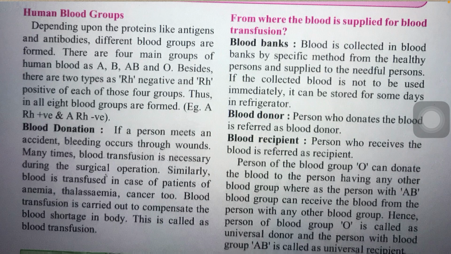So student, from where the blood is supplied for blood transfusion? Yes, from blood banks, blood donor and blood recipient. So let us see about blood banks. Blood is collected in blood banks by specific method from the healthy persons and supplied to the needful persons. If the collected blood is not to be used immediately, it can be stored for some days in refrigerator.